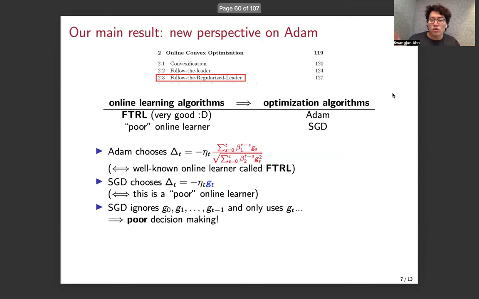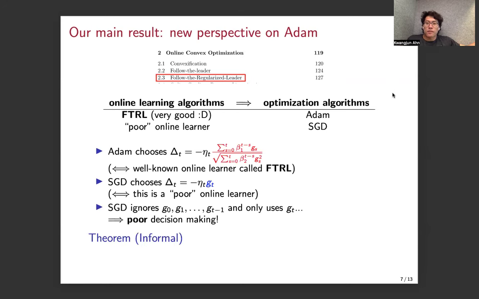Right? You are given by the environment all this history of information about the environment, G0 up to GT, and why don't you just use all of them to make the decision? But you're only using the latest information GT, so hence you can already see that this might lead to poor decision making. It's just a very myopic online learner.